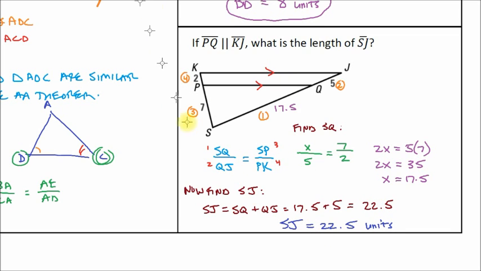I'm going to, instead of circling that, put a box around it. Makes it a little bit easier. And there is our final solution. So that gives you an idea how to use triangle proportionality to actually solve for missing parts of a shape.